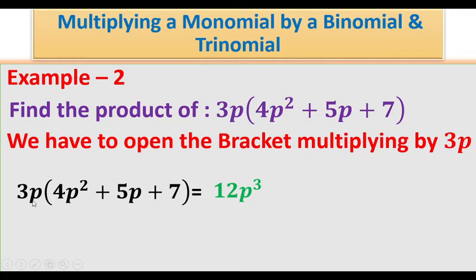3 into 4, 3 4s are 12. p into p squared is equal to p cubed, because here the power of p is 1. So 1 plus 2 is 3. Now this 3 into 5, it will be 15, and p into p will be p squared, plus 3 into 7, it will be 21p. So 12p cubed plus 15p squared plus 21p is the product of the given expression. We'll take a few more examples, then the things will be clear.